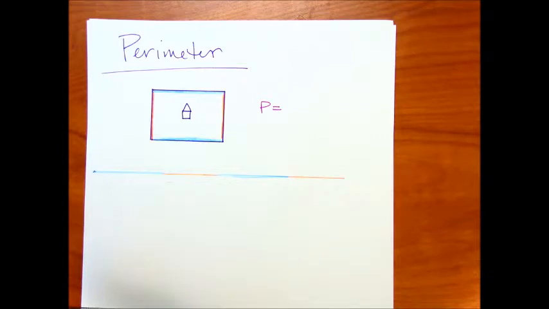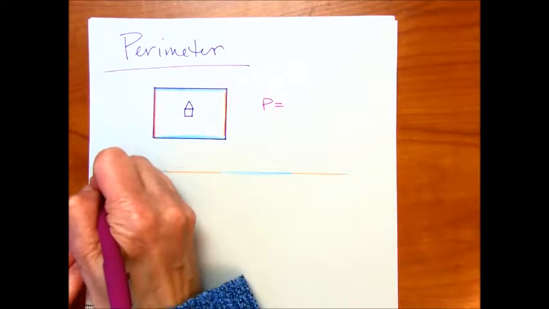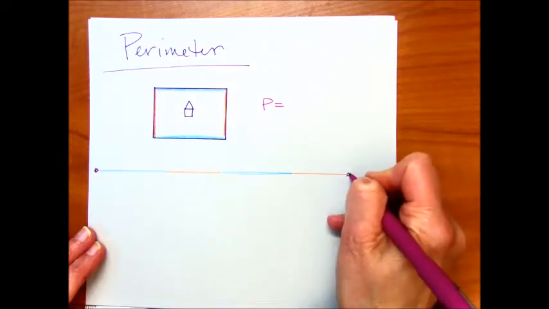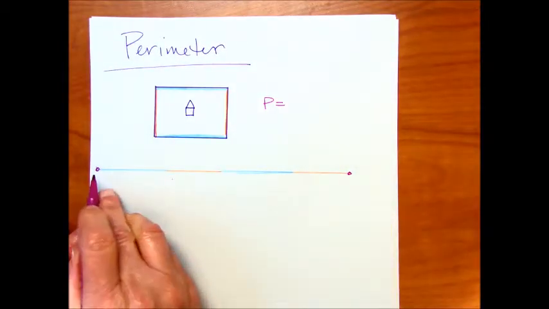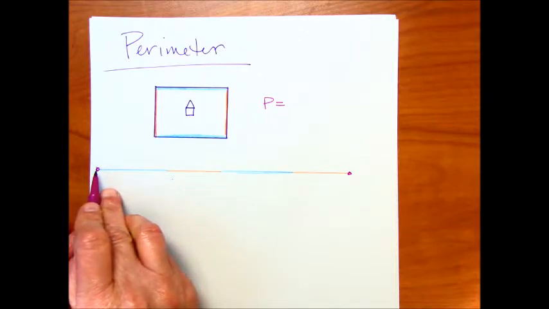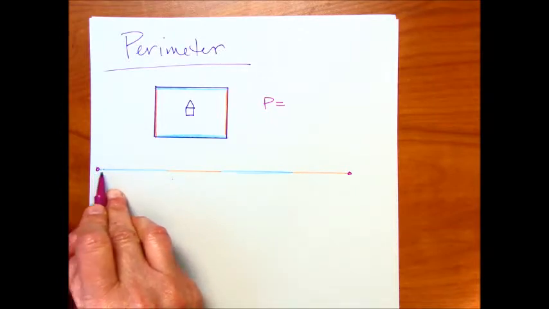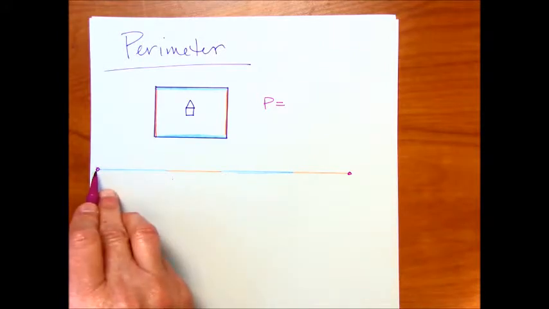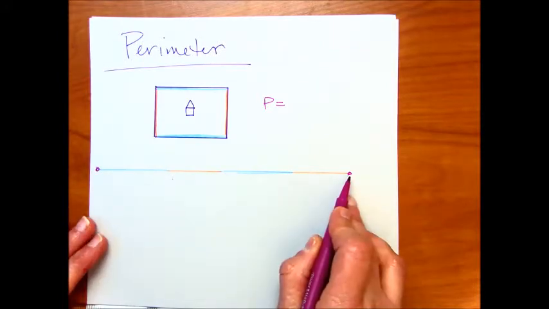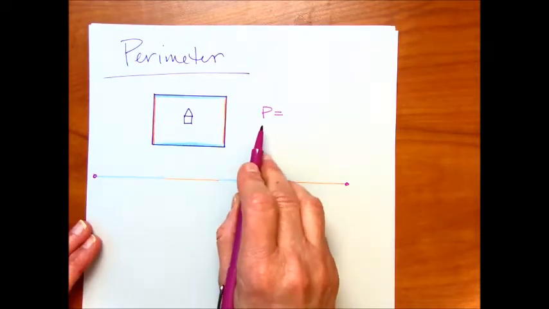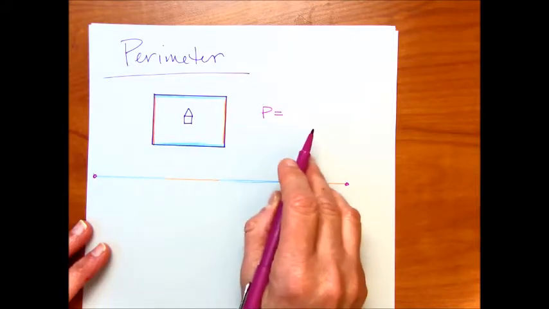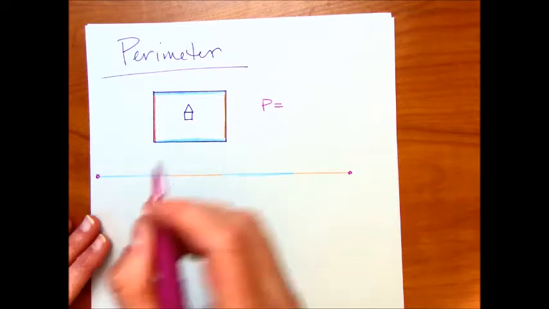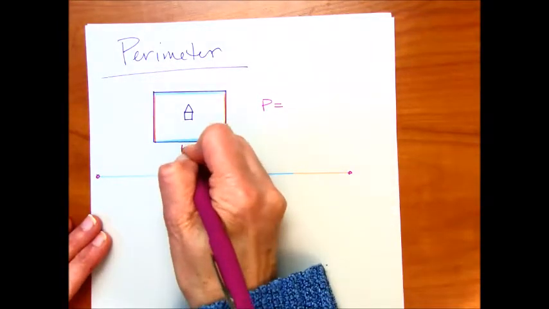And what we're looking at for perimeter is what is the total distance from my starting point to my finishing point. Okay, what is that distance? Now, distance is a length dimension, and it's a one-dimensional unit of measure. And so when we're talking about perimeter, it's just going to be that one unit of measurement.